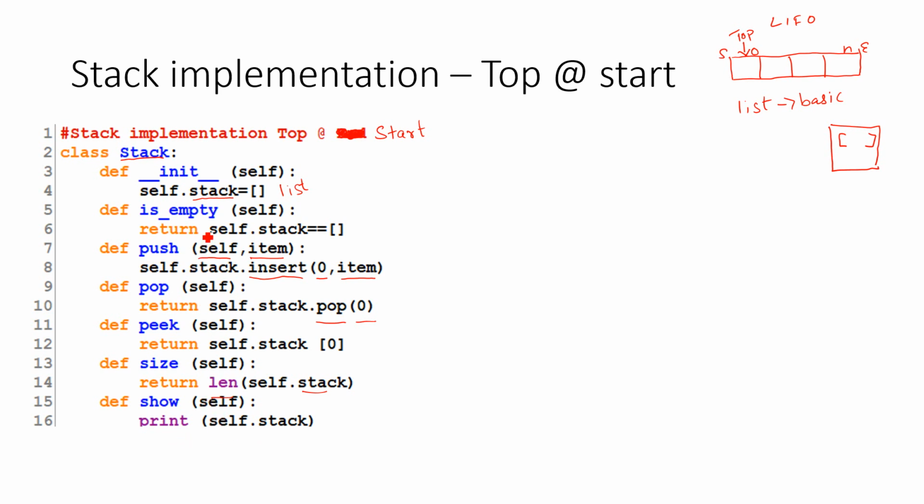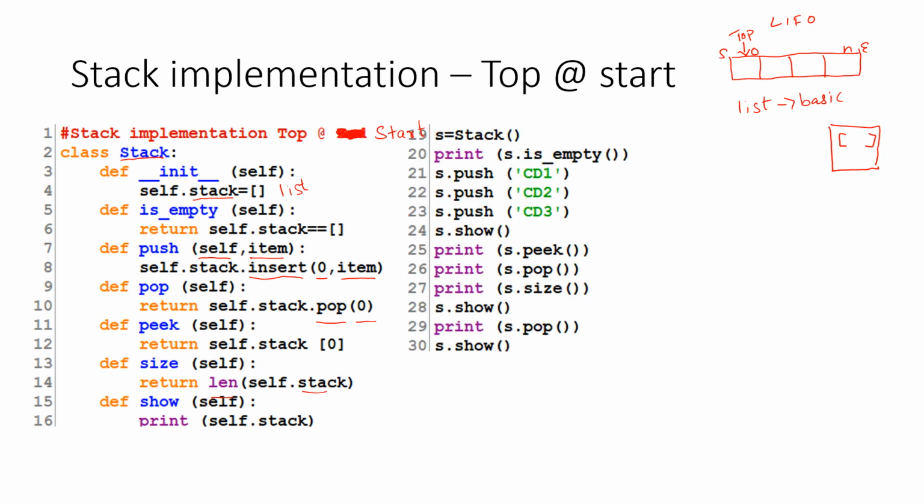Every method we have used takes one compulsory argument called self. That means that the function cannot be invoked without an object. If you want to make use of the function, there must be an object. Then we have a driver program. The driver program is used to test the class.